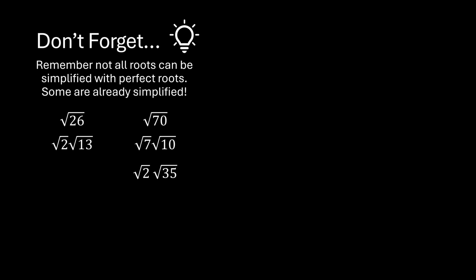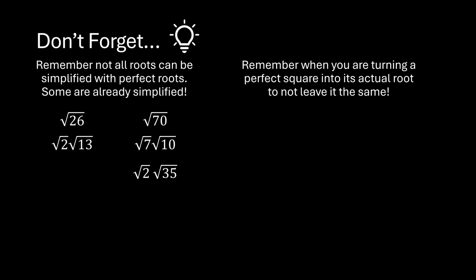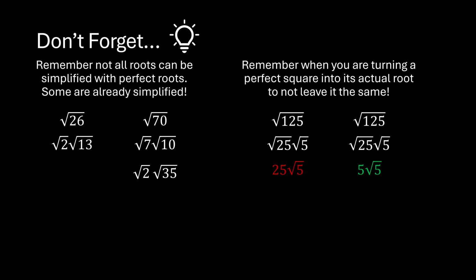Now, the other main mistake I see, besides trying to look at it infinitely and finally giving up, the other mistake is remember when you were turning a perfect square into its actual root, not to leave it the same. Here's what I mean. Let's say you did square root 125, and that's 25 times 5. We did this one earlier. But then you just erase the root without changing root 25 to 5. Remember, it's 5 root 5. Square root of 25 is 5. It's not 25 itself. Make sure you reduce the perfect square.